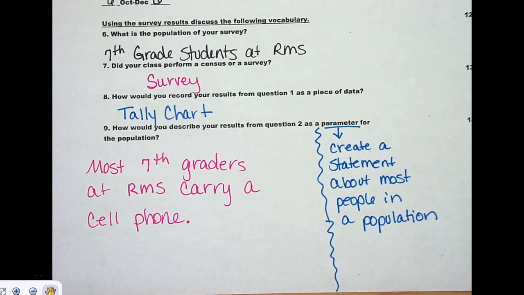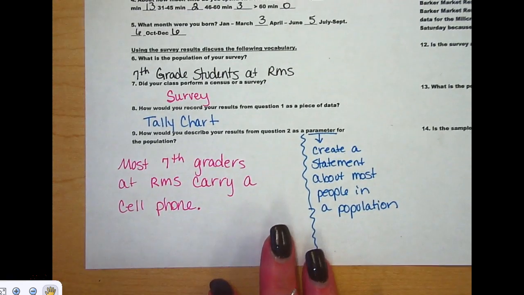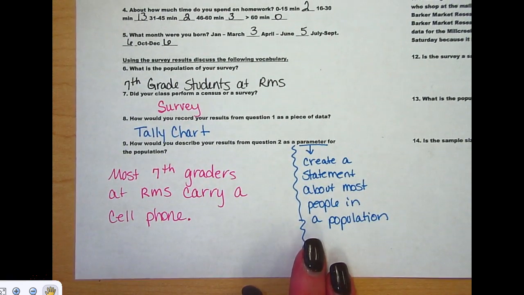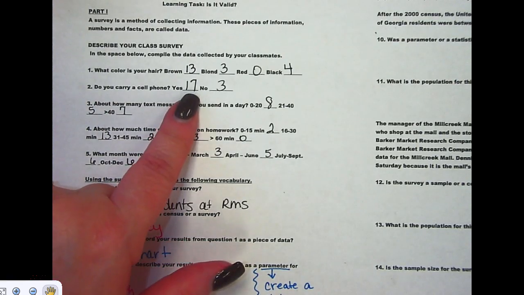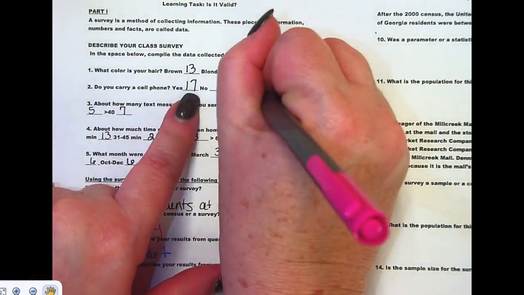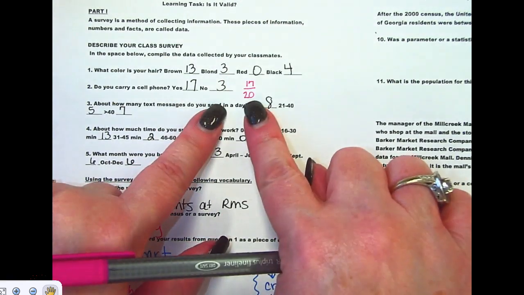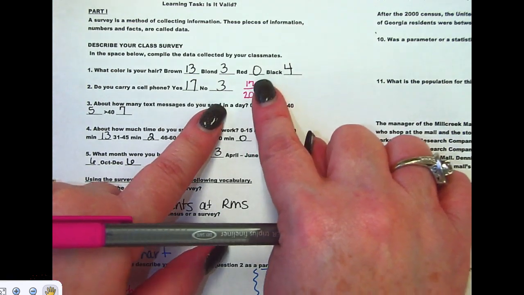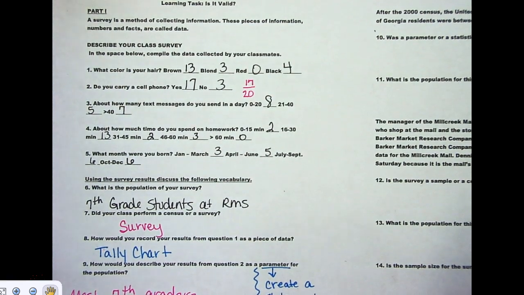From that data, could we actually make a prediction about how many we think, if we knew how many 7th graders there were? So what's the probability that a 7th grader in this class carries a cell phone? 17 out of how many people were surveyed? 20. Right? There were 20 people in the class. 17 carried a cell phone. Now let's say there's 300 kids in 7th grade. Could I make a prediction about the number? How would I do that?